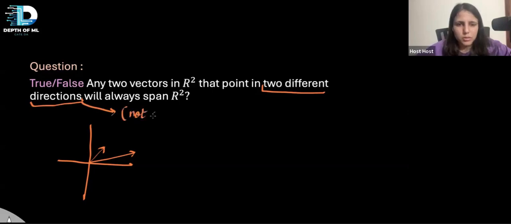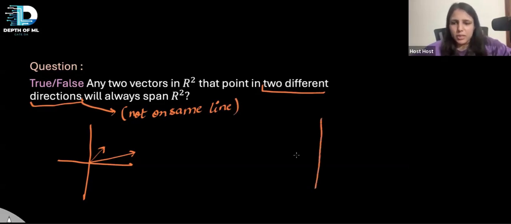Not on the same line. Okay, so I've modified this question. It can happen that I have a vector in this direction, and on the same line, I have a vector pointing in a different direction, right? In that case also, it will not span because they're on the same line.